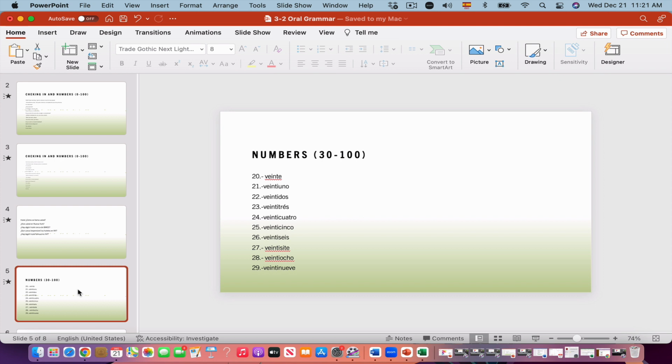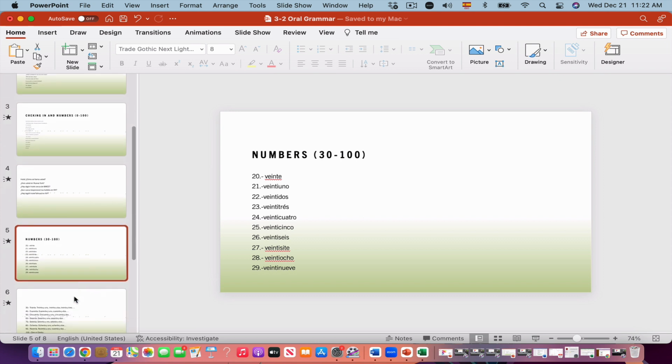Uno, dos, tres, cuatro, cinco, seis. Once you pass 15, you start combining. You say diez y seis, diez y siete, we write them in one word. And then we get to the 20, veinte, and then we add. So you have 21 is veinte y uno, the y means and, veinte y uno, veinte y dos, veinte y tres, and so on. So we have 21, 22, 23, 24, 25, 26, 27, 28, and 29.